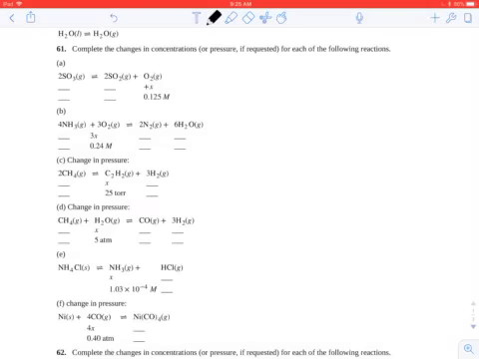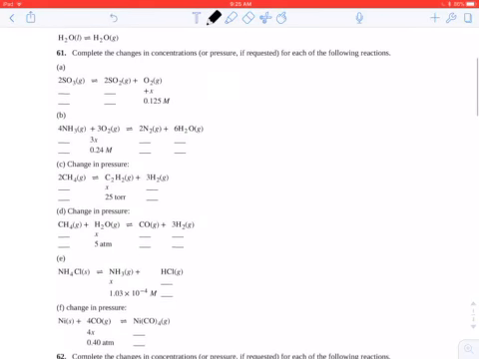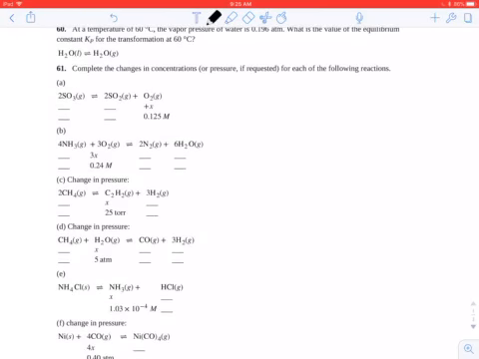Let me help you work through OpenStax 61 and 62 here. We're asked to complete the changes in concentration or pressure for each of the following reactions. This is nothing more than doing a mole-to-mole conversion. Let me show you just once or twice how to do it the long way, and then we'll do it the short way using the ICE tables.